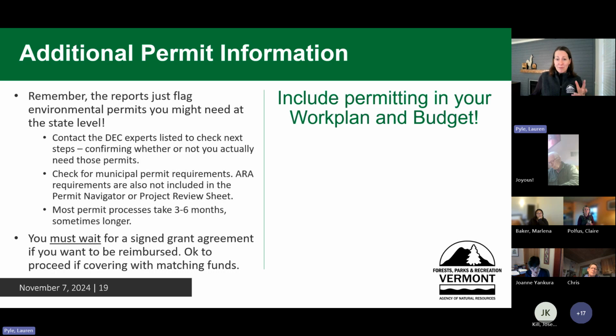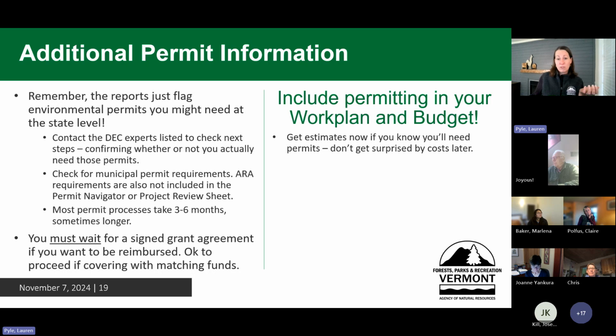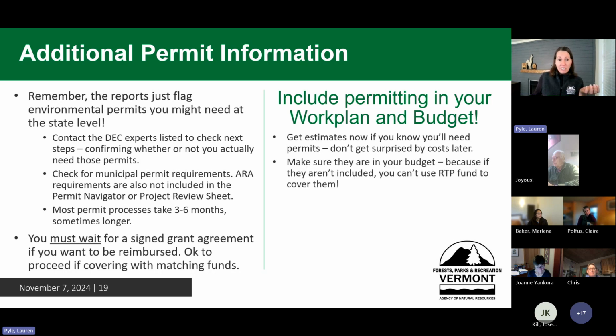But the big thing to know about those permit pieces is that it is to your advantage to do this now. We're not pushing you just because we want you to start early, but because we have heard from grantees in the past that permits can take time and they can be expensive. If you weren't planning for that as part of your timeline or your budget, it can be really, really hard. Similar to other contracted work, like if you need a wetlands delineation or you're going to hire someone to help with your permits, it's good to get quotes for those now so you can build it into your budget and make sure they're in your budget if you want to use those RTP costs.